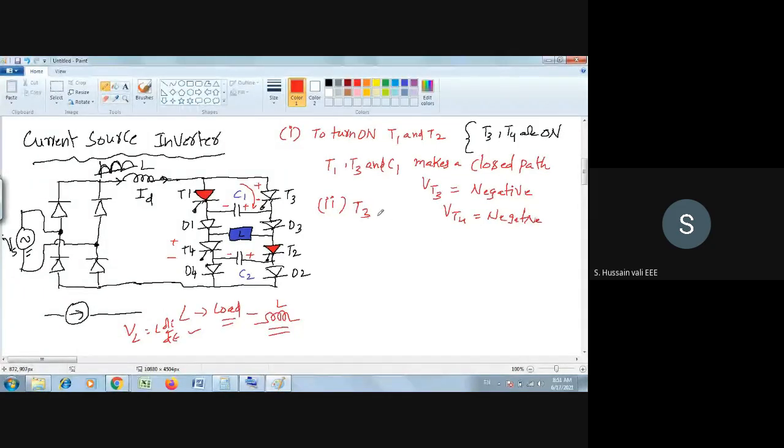So it means T3 and T4 are both turned off. Why are they turned off? Because the voltage across them is now negative. So both are turned off. Okay, then what's next now?